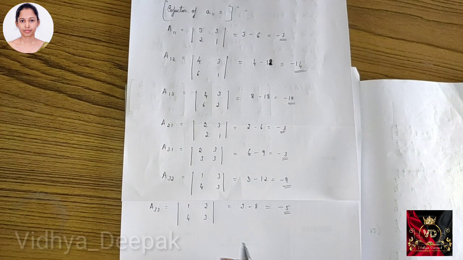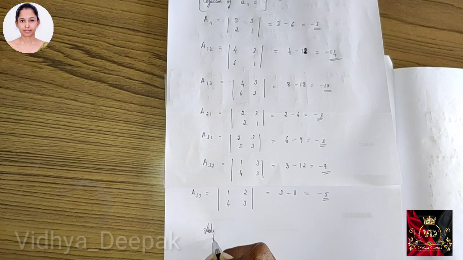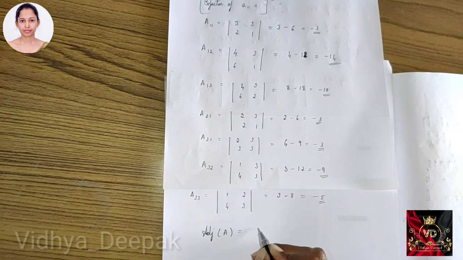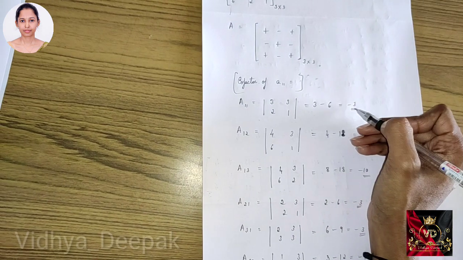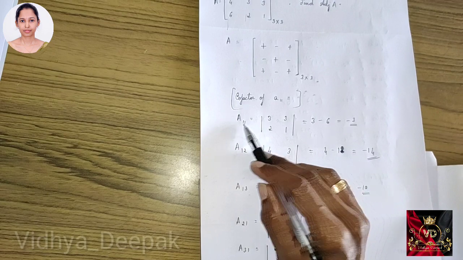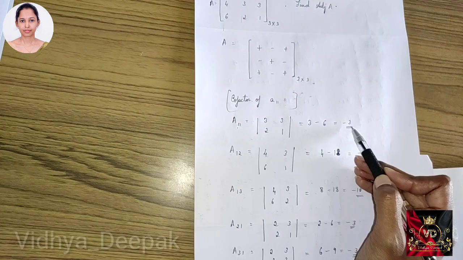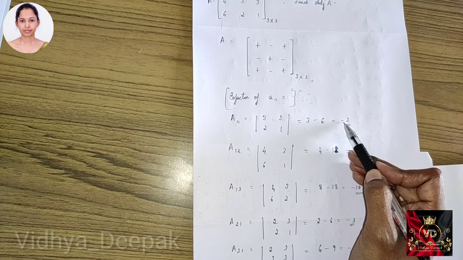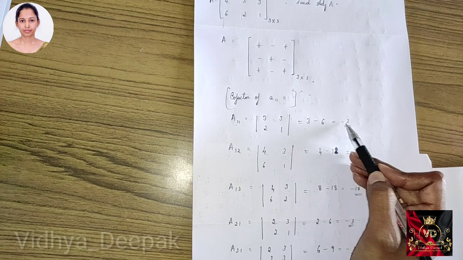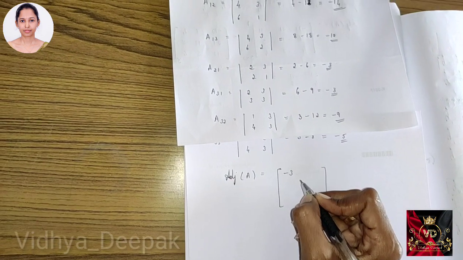So after finding this, we will write the adjoint, right? Adjoint of A. When you write this matrix, you have to multiply the corresponding elements here with the corresponding sign. Okay, that is, you have A11. A11 position is this, right? So you have plus sign. Plus into minus 3. So plus into minus is minus. So that means minus 3. So first element is minus 3.